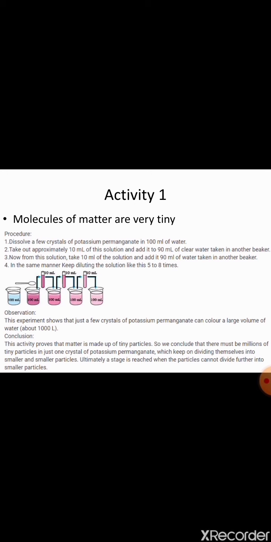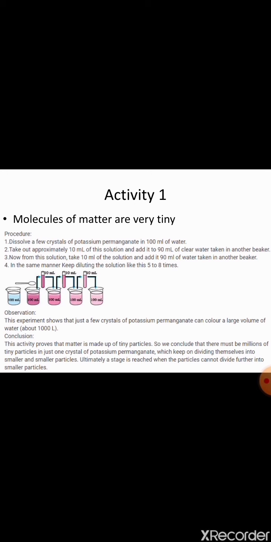Now as you can see in the diagram, the first beaker has a dark pink color. The next beaker also has a pink color. The third beaker has a light pink color, and this pink color gradually fades away as we repeat the process. That means a few crystals of potassium permanganate can color a large volume of water.